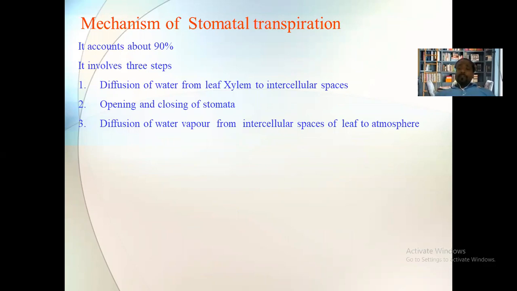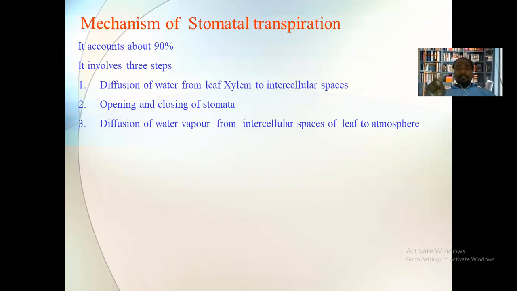place. In fact, this process of the opening and closing of the stomata in plants is completed in three different steps. The first step of the stomatal transpiration is diffusion of water from the xylem of the leaf into the intercellular spaces. This is the first step which takes place in the plant.